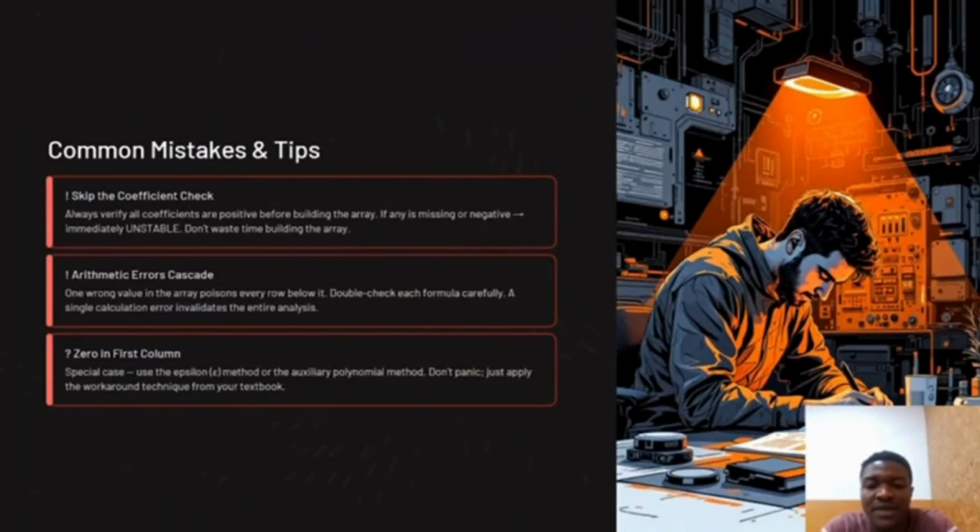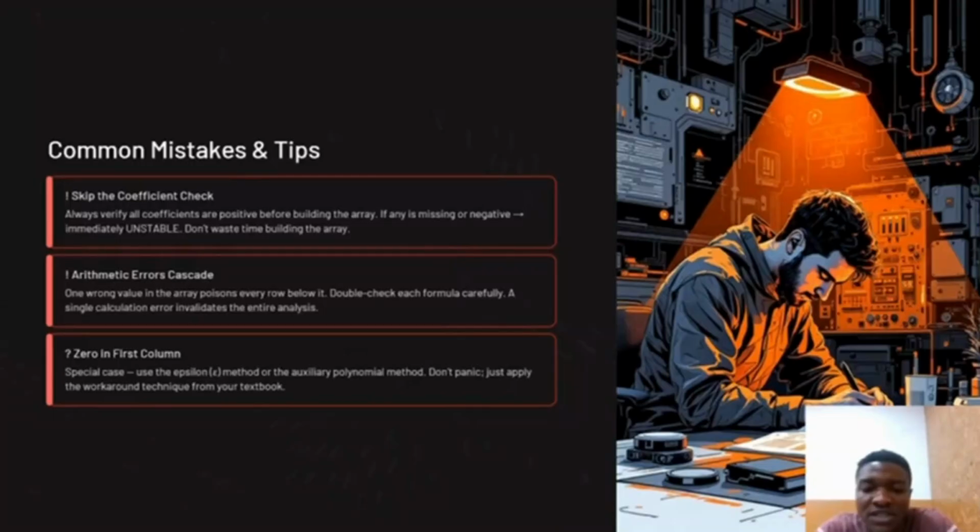Let me save you some pain. Mistake 1. Skipping the coefficient check before you build a single row. Verify that all the coefficients are positive and none are missing. If they are not, the system is already unstable. Don't waste time on the table. Mistake 2. Arithmetic errors that cascade. Every row depends on the one above. One wrong number poisons everything below. Work carefully. Check twice.